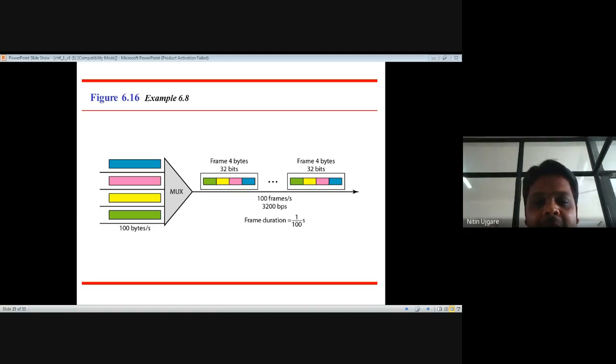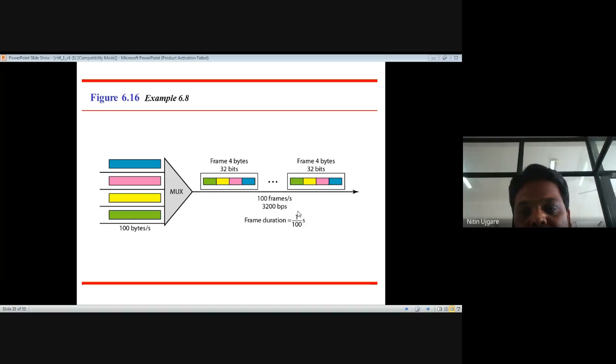Okay. Then the bit rate we are supposed to calculate. Because we are transmitting 100 frames in 1 second, and each frame consists of 4 bytes, that means 32 bits. So 100 into 32 will be 3200 bits per second. So the bit rate will be 3200 bits per second.